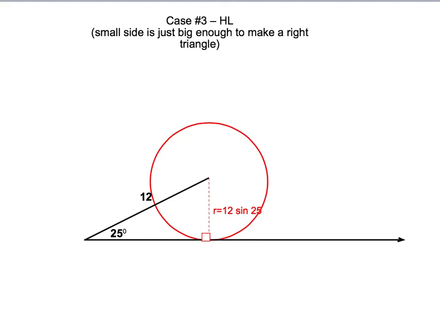Now, if we make our circle just big enough, if we expand it until it just hits this third side in one spot, what we end up with is a right triangle formed. And we could take care of this in our right triangle trigonometry. Our radius of the circle is just going to be 12 times the sine of 25 degrees. Well, we don't need to deal with that here because, like I say, that's right triangle trig. We've dealt with that in other places.